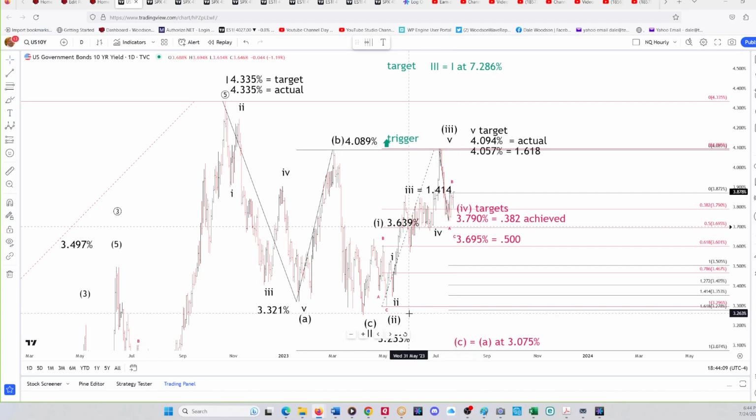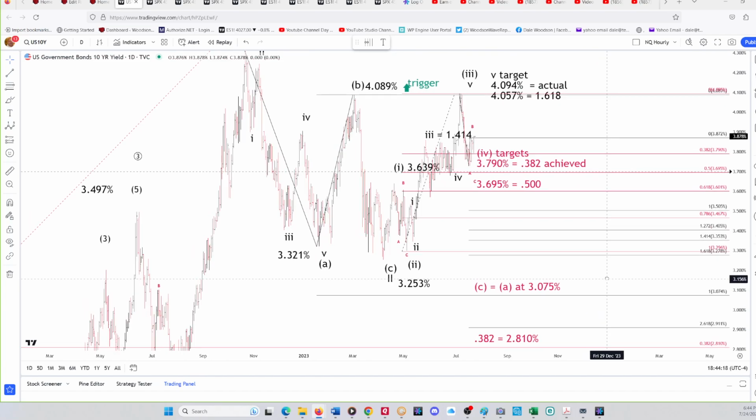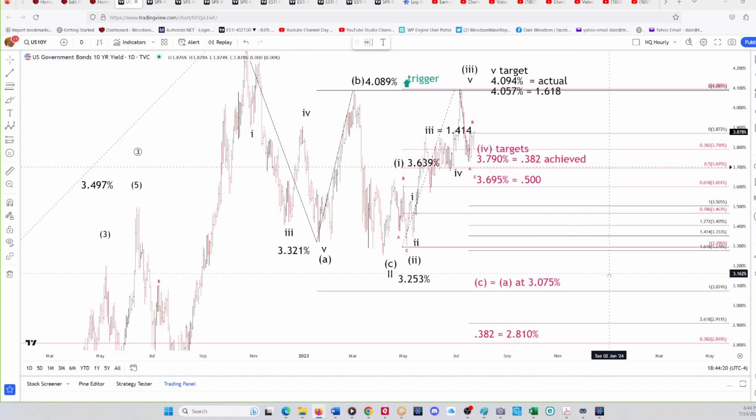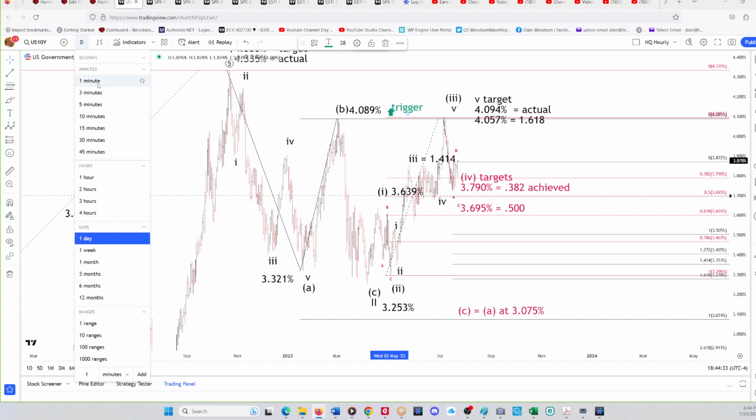And that was at 3.253%. C equals A is a little bit lower here, and the 382 is even lower. But we were watching this move up because it looked impulsive. We had a 1 up and a 2 down, and it looks like a 1, 2, 3, 4, 5 for a larger wave 3 in parentheses. But let me move that to lower degree, if you will.